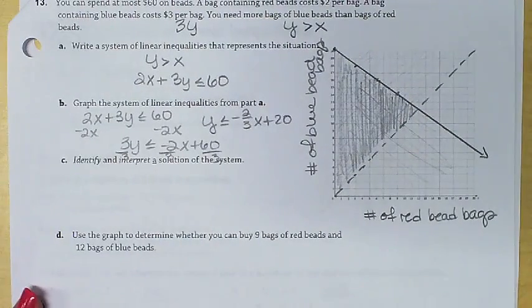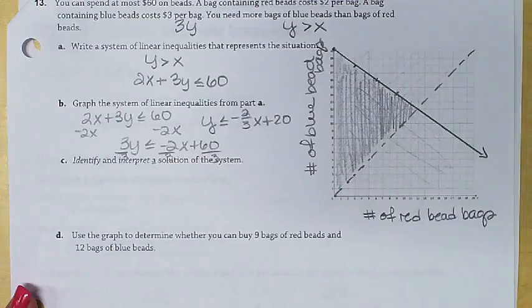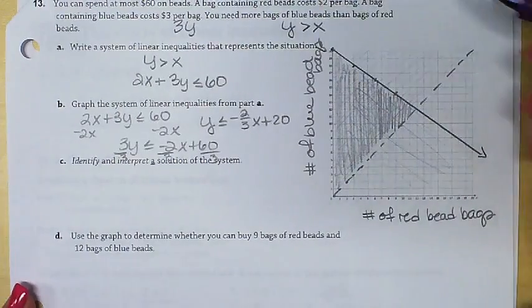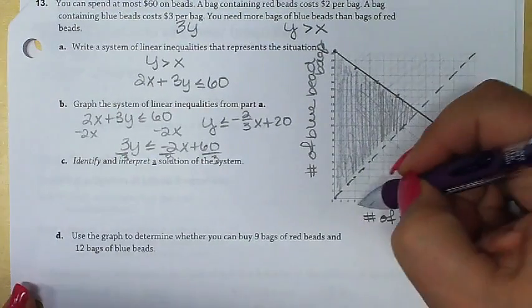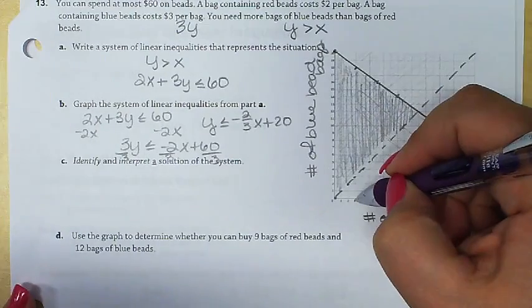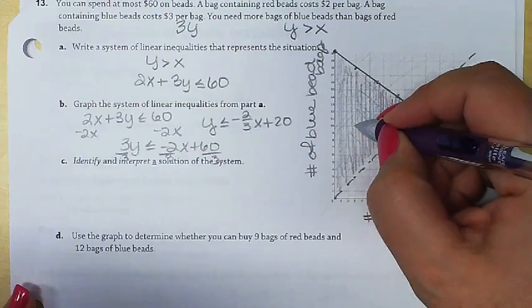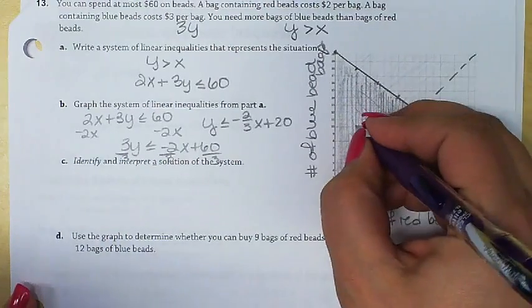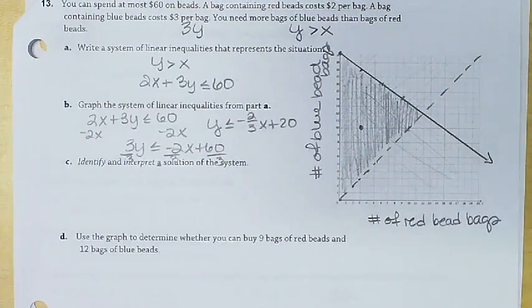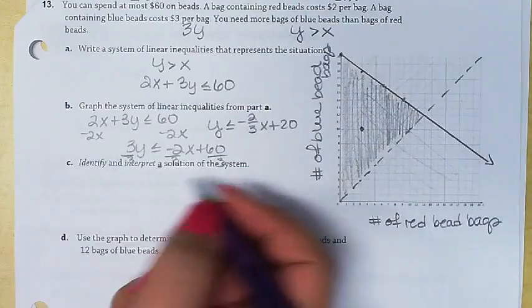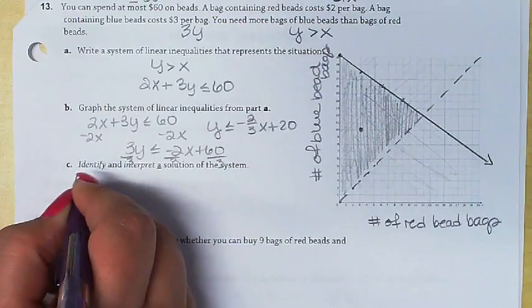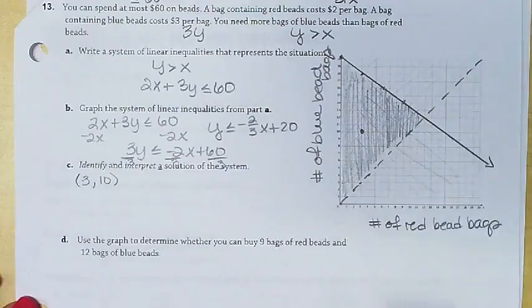And then it says identify and interpret a solution to the system. So I could pick a point here. Any point that lands in here would be fine. So maybe I'll go over 3 and who knows, up to 10, something like that. That would be a point. It definitely falls in my region. Okay. And so identify and interpret a solution. So one possible solution I just picked is (3, 10).